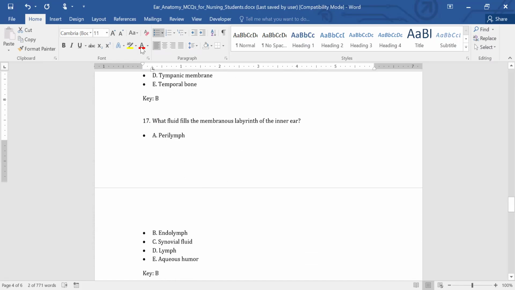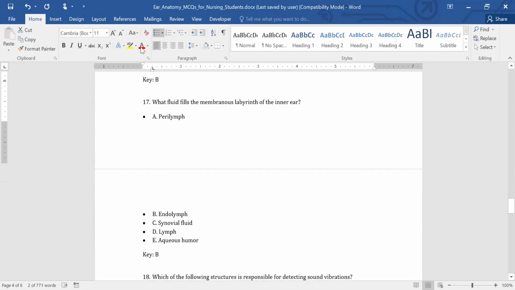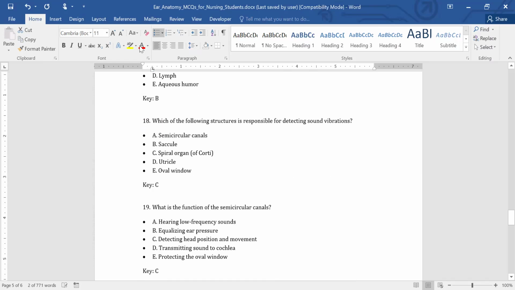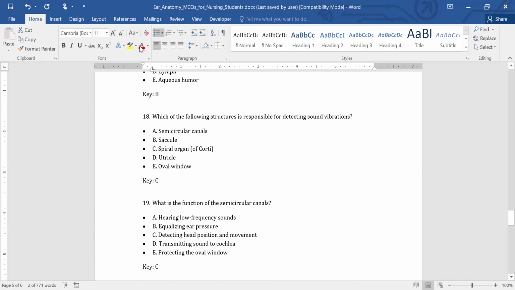What fluid fills the membranous labyrinth of the inner ear? The inner ear membranous labyrinth is filled by the endolymph. Which of the following structures is responsible for detecting sound vibrations? The organ of Corti detects the sound vibrations.